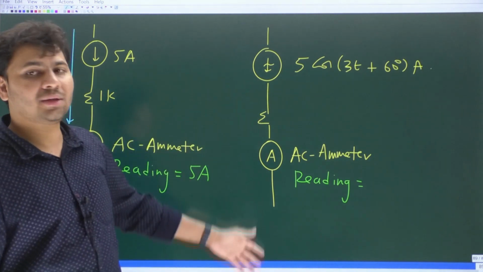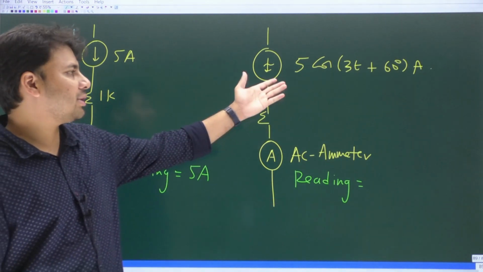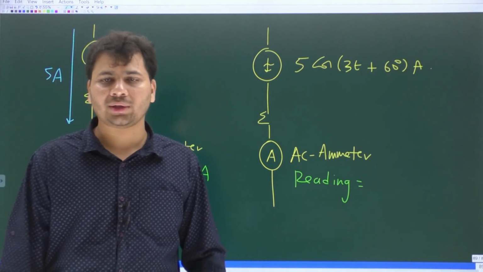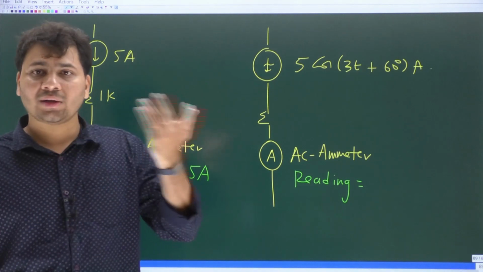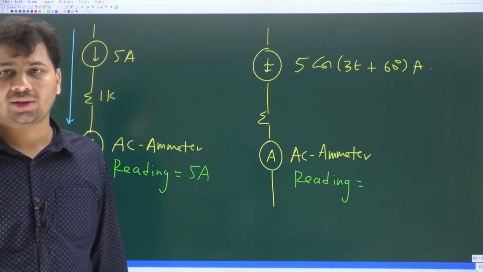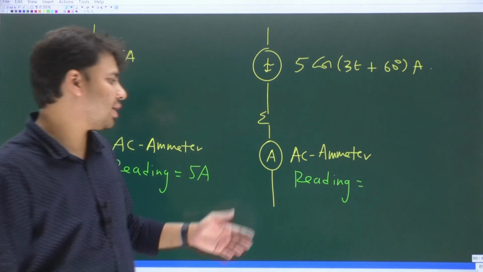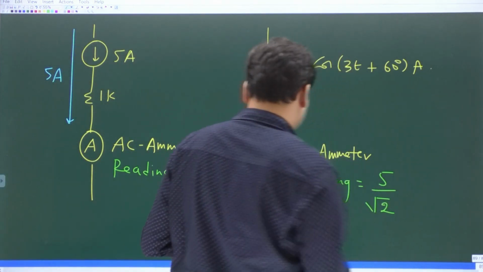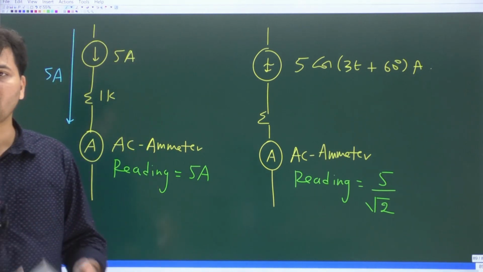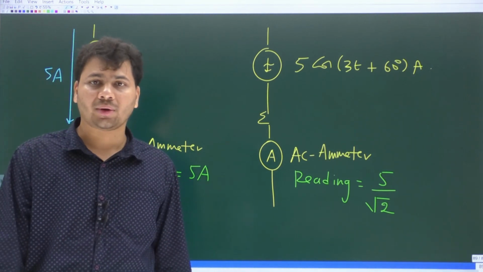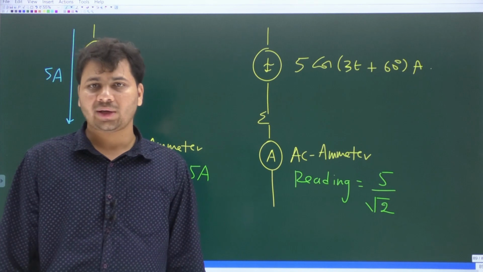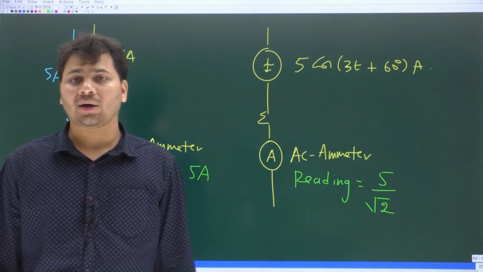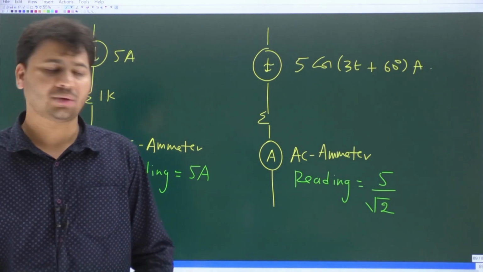Now what is the RMS value of the current flowing in this branch? Because it's a pure sinusoidal current, for any pure sinusoidal current or voltage, the RMS value would be the amplitude or the peak value divided by root 2. So this time the reading on the ammeter is going to be 5 by root 2. So the point I am trying to get at is that always the AC ammeter will measure the RMS value of the current flowing in that branch. Okay.